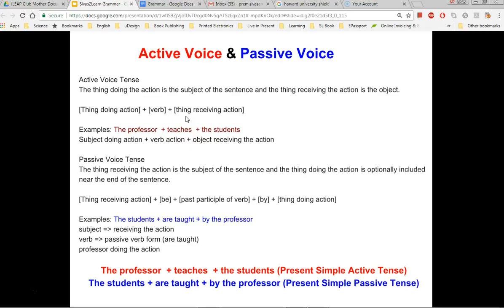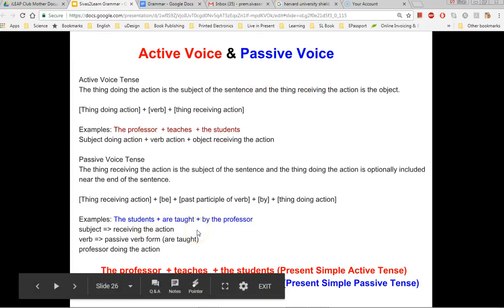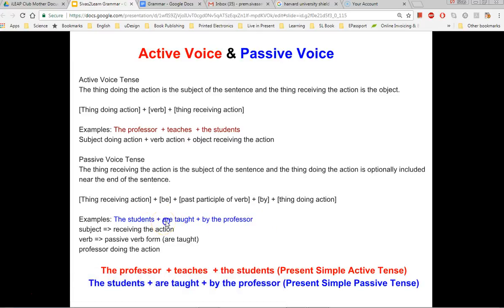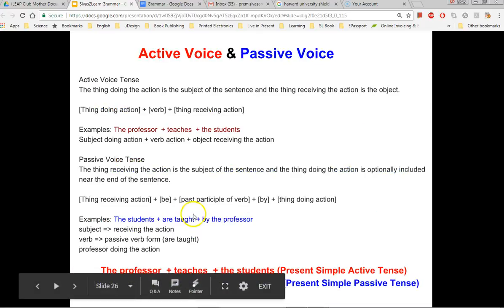But the same sentence, same meaning, same context can be said in the passive form as well, right? The students are taught by the professor. You see, now this one is taking the passive form of the verb, are taught. Now the subject is actually receiving the action, so the students are the subject of this sentence, and the professor, who is doing the action, is actually coming at the end of the sentence.